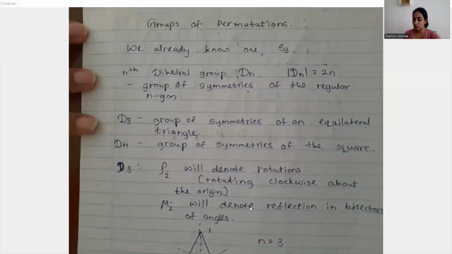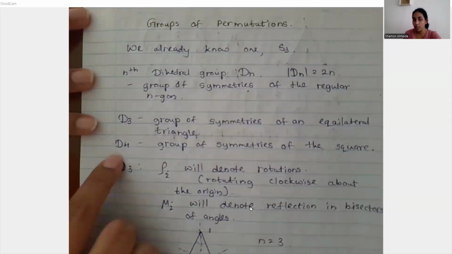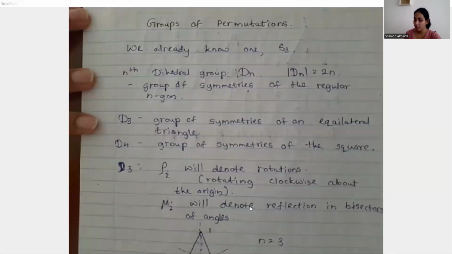Right. So now we are discussing groups of permutations. This is what we went over last time. We actually calculated all elements in D3, the dihedral group of order 6. Right? So it's the group of symmetries of an equilateral triangle. We'll briefly go over this one, then we'll calculate each and every element in D4 as well. That would be the group of symmetries of the square.